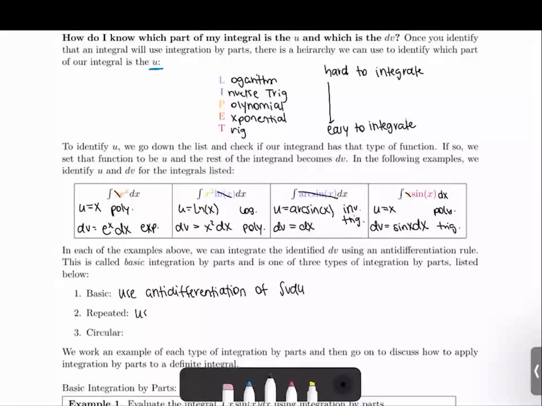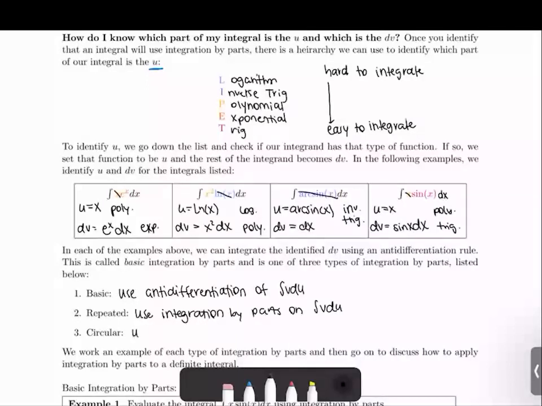The next kind of integration by parts is repeated. So this means that we need to repeat and use integration by parts again. So we're going to use integration by parts on this integral v du. So we needed to use it on our original, but then we rewrote an integral that again needs integration by parts.